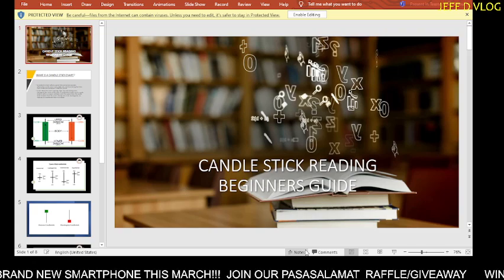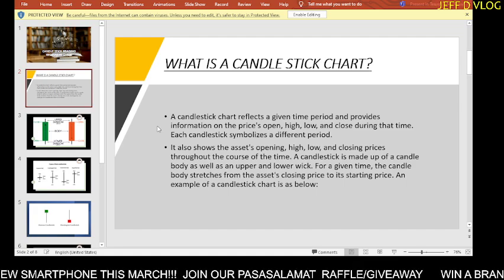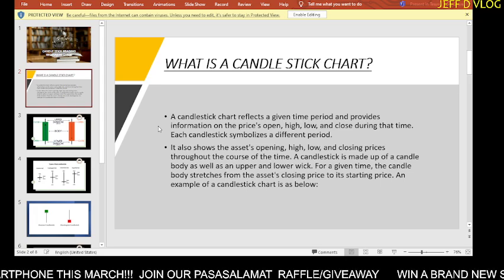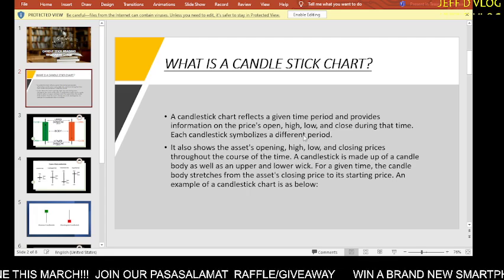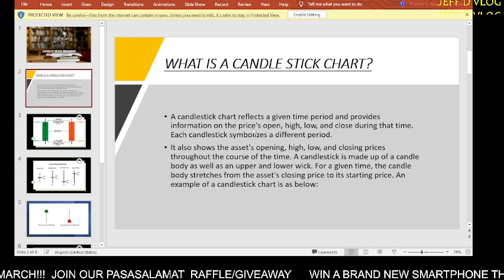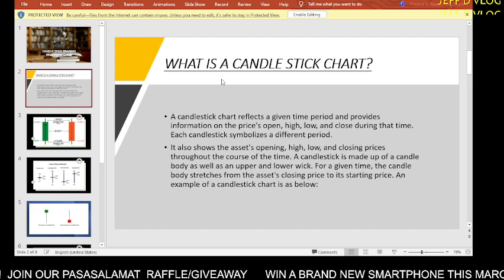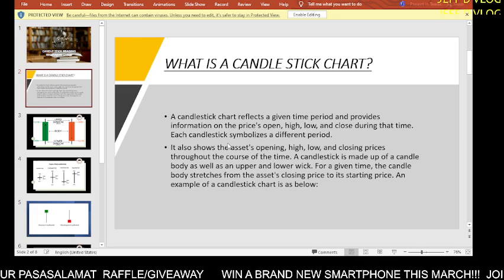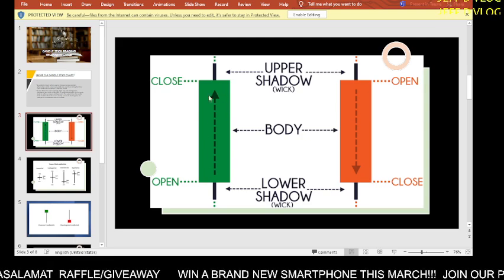Okay. So we have the candlestick chart. And what is a candlestick chart? Let us define it first. A candlestick chart reflects a given time period and provides information on the price open, high, low, and of course close during that time. Each candlestick symbolizes a different period. So let me show this to you, okay? This is what we're talking about, the open and close.